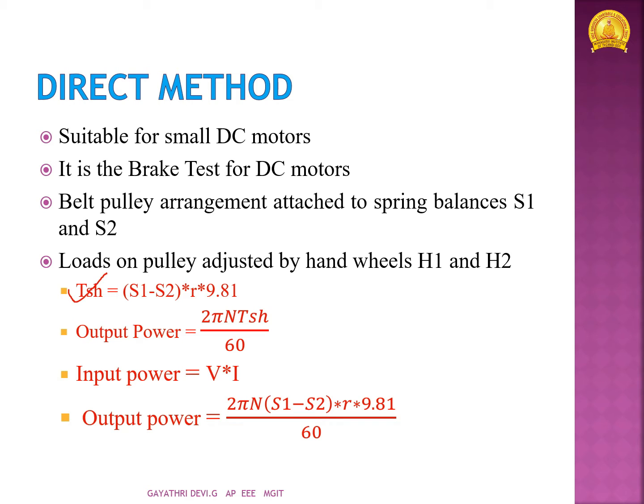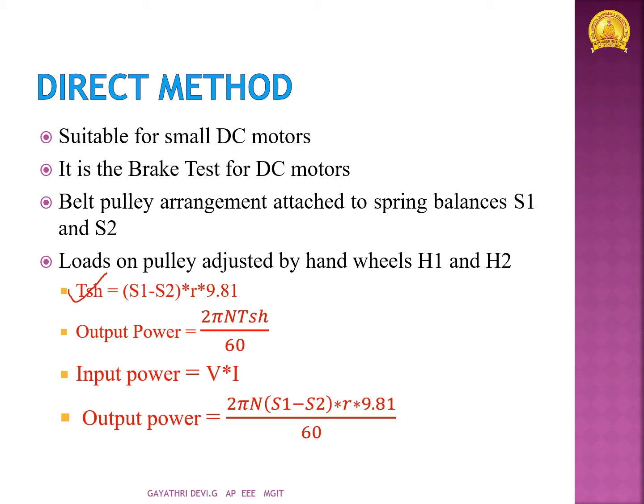The shaft torque is given by the equation T_SH is equal to (S1 minus S2) into R into 9.81, where S1 and S2 are the masses in the spring balances 1 and 2, and R is the brake drum radius of the motor, and 9.81 is the gravitational constant. The shaft torque means the net torque or the net pull which is applied across the rope itself.